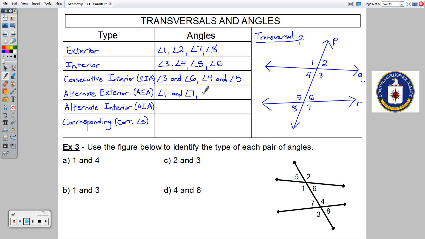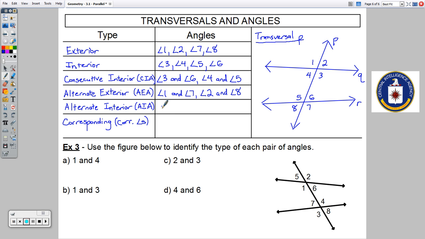And we have angle 2 and angle 8. Alternate interior, we could say 3 and 5, and we could say 4 and 6. Those are alternate interior angles. They're on the inside, and they're on alternate or opposite sides of this transversal. So those would work as pairs representative of alternate interior angles.